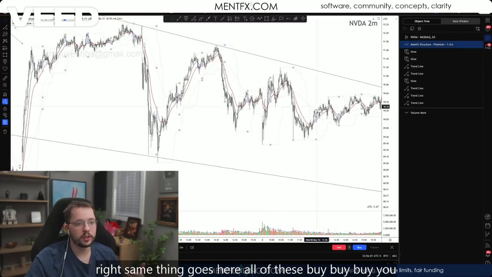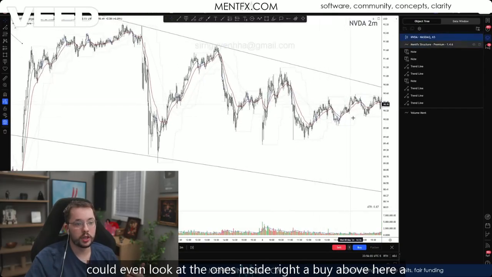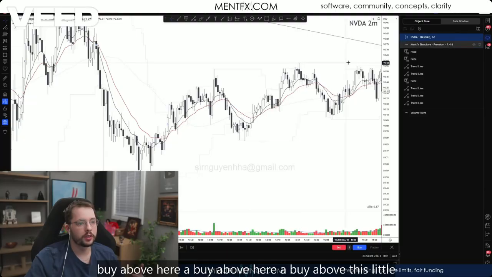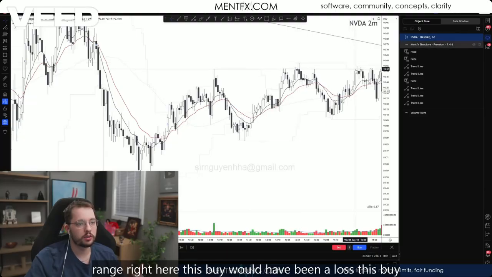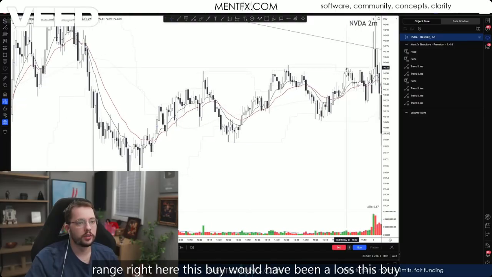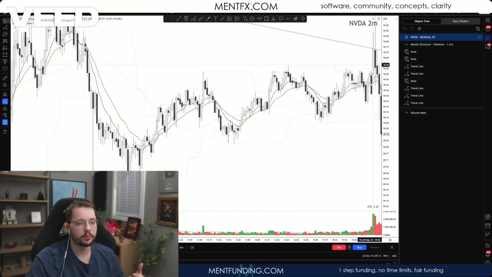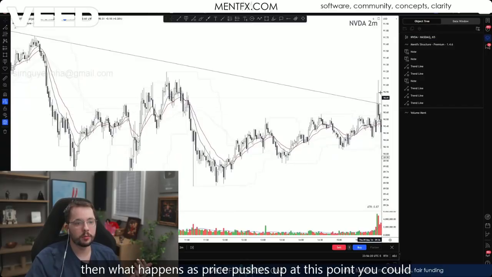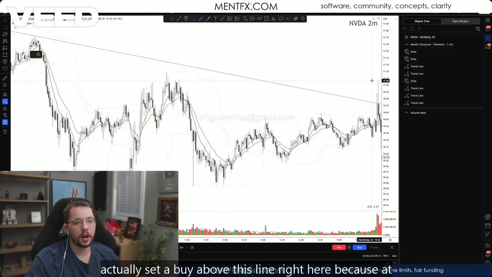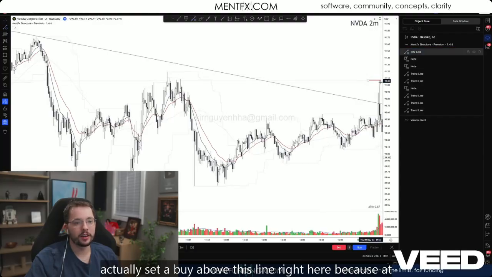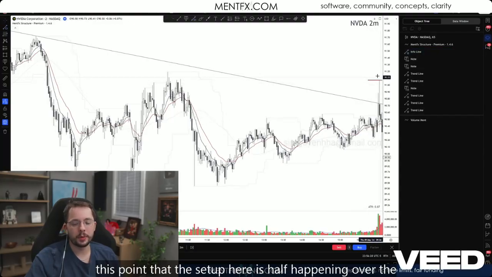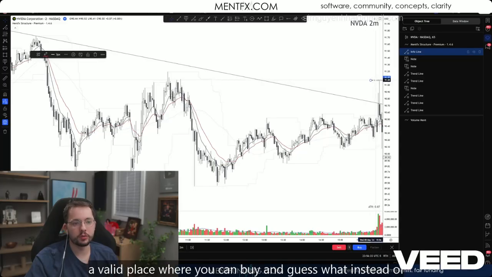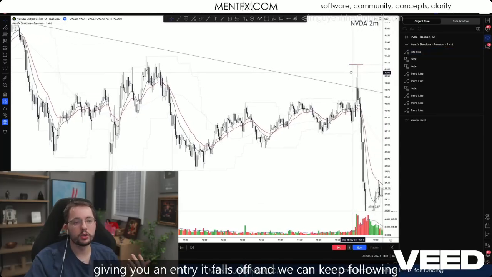Same thing goes here. All of these, buy. You could even look at the ones inside, right? A buy above here, a buy above here, a buy above here, a buy above this little range right here. This buy would have been a loss, this buy would have been a loss, and this buy would have been a loss. All because you didn't wait to the line of containment. And then what happens? As price pushes up, at this point, you could actually set a buy above this line right here, because at this point the setup is happening over the supply line and over the line of containment. So this becomes a valid place where you can buy, and guess what? Instead of giving you an entry, it falls off.